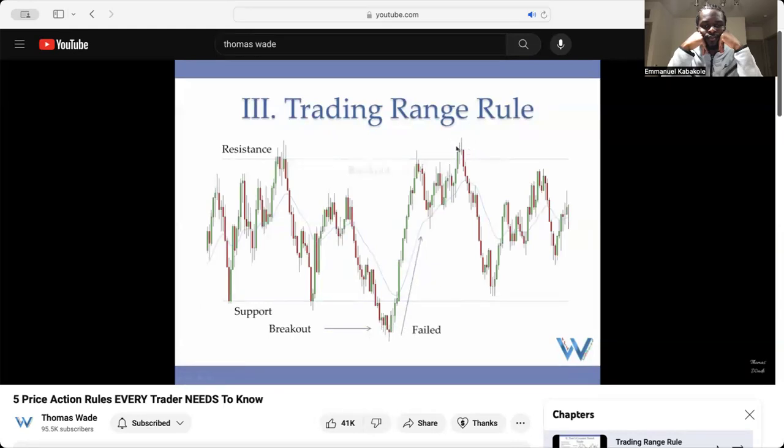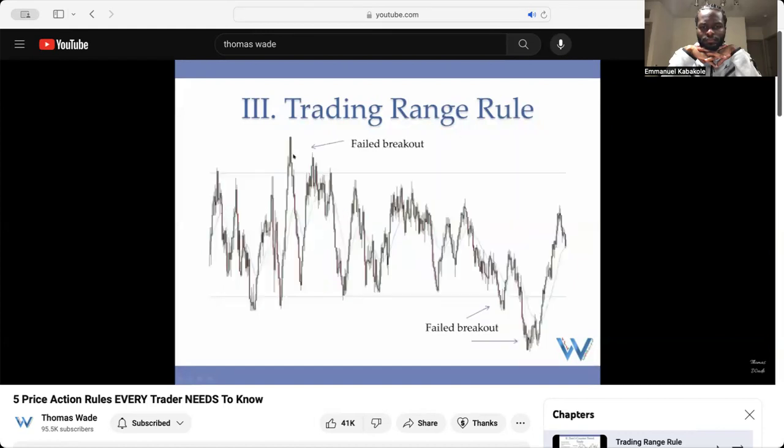Price broke above the resistance, and what ended up happening? Breakout failed again, and price pulled back into a trading range. This is how you approach trading ranges, and this is the trading range rule that you want to follow. You're looking for opportunities off the bottom, off the top, and you're trying to fade the breakout. You're trading them against the direction of a breakout. If breakout breaks to the downside, you want to look for buy, and if breakout breaks to the upside, you want to look for sell.